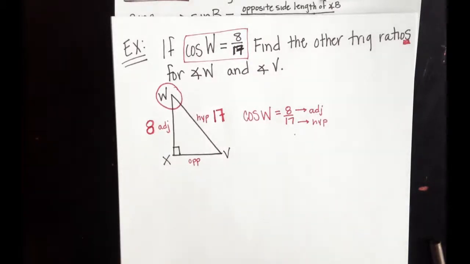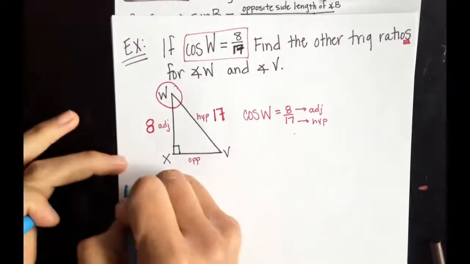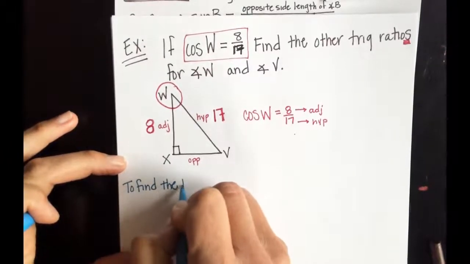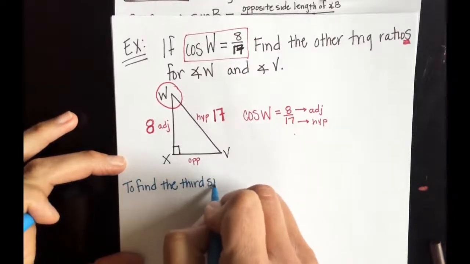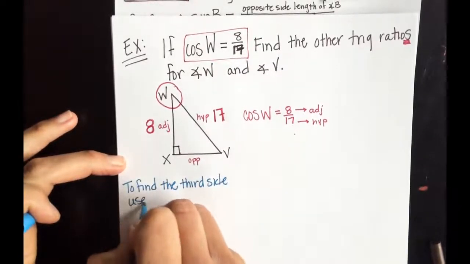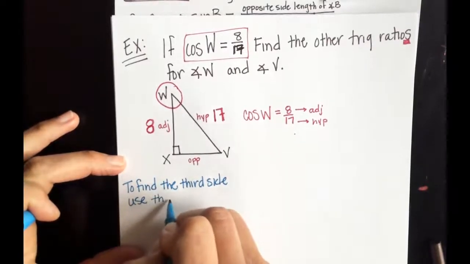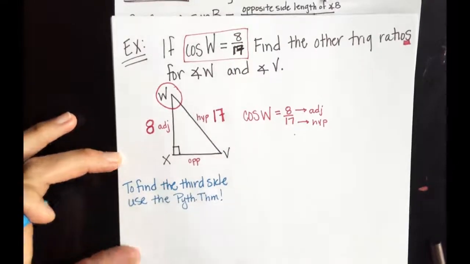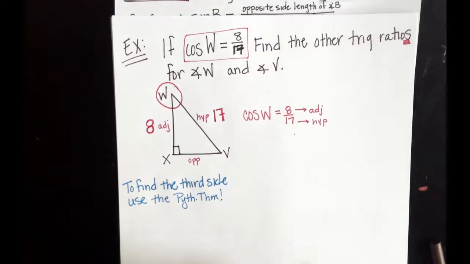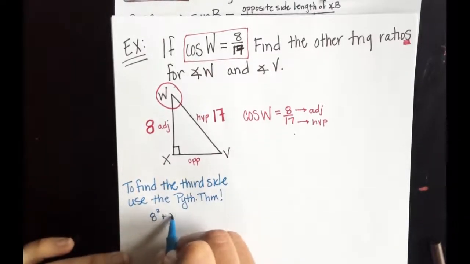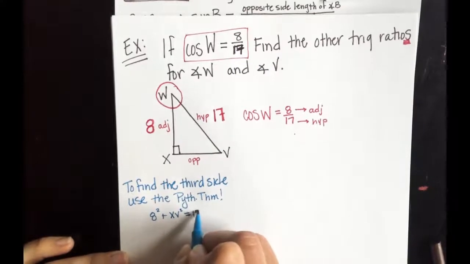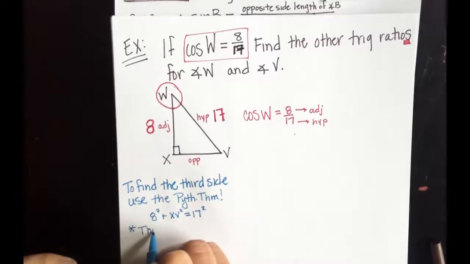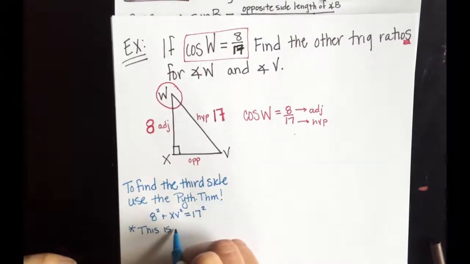Well, what have we always used with right triangles to find the third side? Use Old Faithful. Use our Pythagorean theorem. Leg squared plus leg squared equals hypotenuse squared. I'm going to let you in on a little secret. This is a Pythagorean triple.